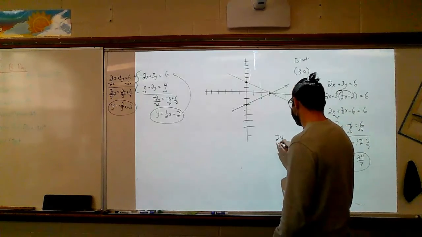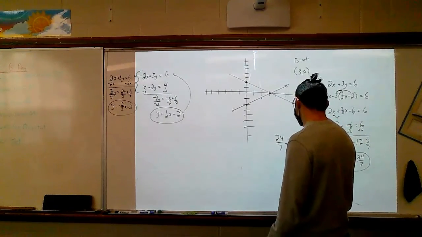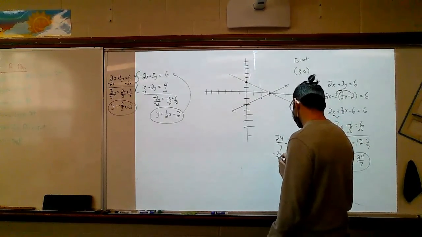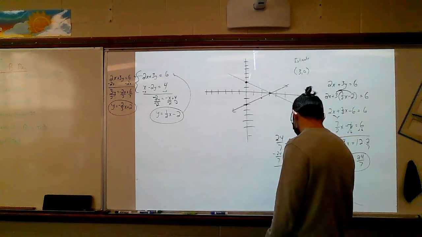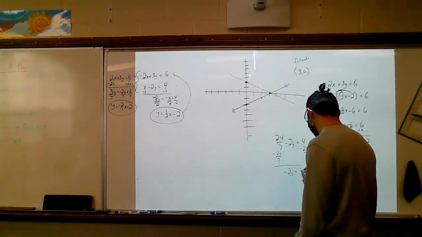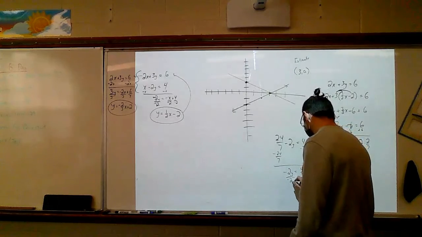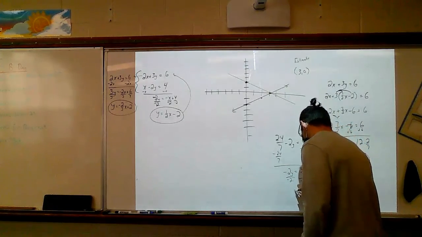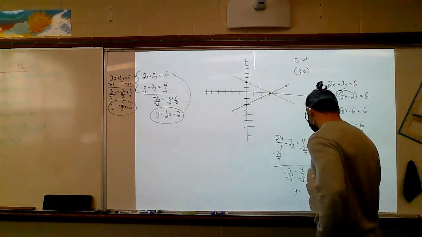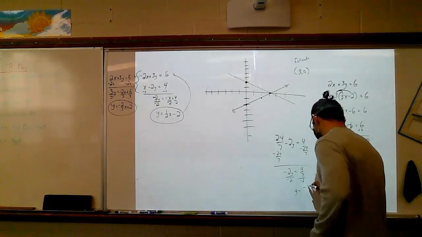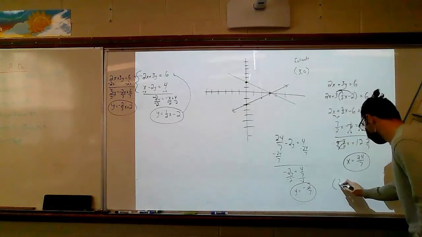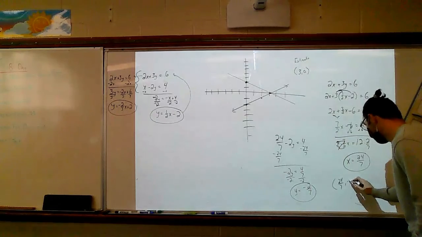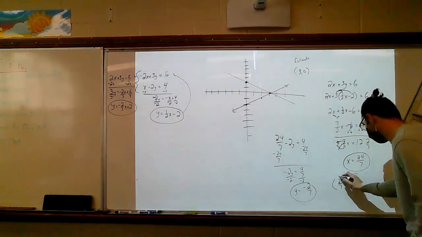So now I've got 24/7 minus 2y equals 4. Subtract 24/7. That gives me negative 2y. That's 28 minus 24 is 4/7. Divide by a negative 2. That gives me y equals negative 2/7. So my ordered pair should be 24/7, comma negative 2/7 if I did everything correct.